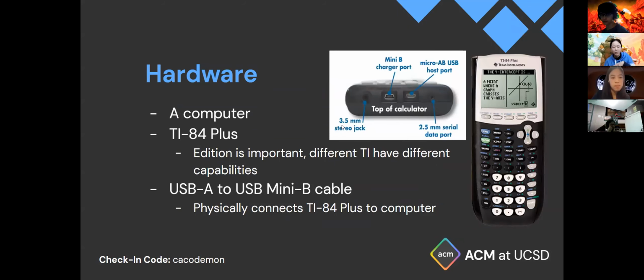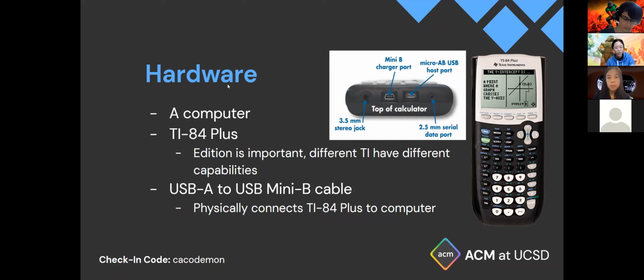So hypothetically, if you were to port Doom to a TI calculator, here's some of the hardware you would need. First of all, you'd need a computer, because that's how you're going to move the software onto the calculator, and that's where some of the software you need to work with calculators is going to be hosted. You also need a TI-84 Plus.